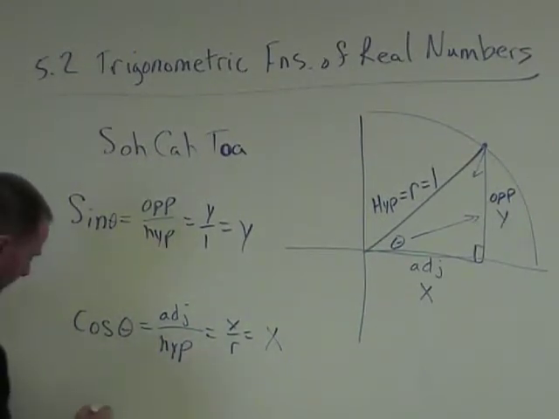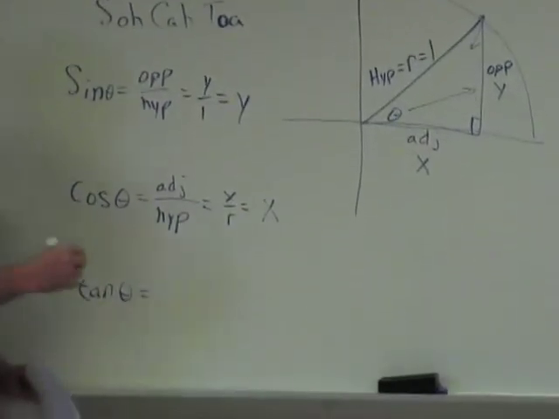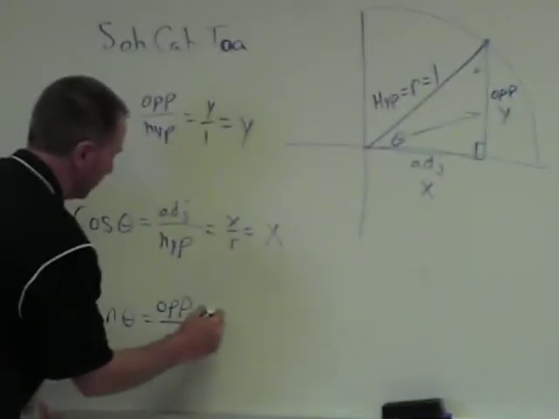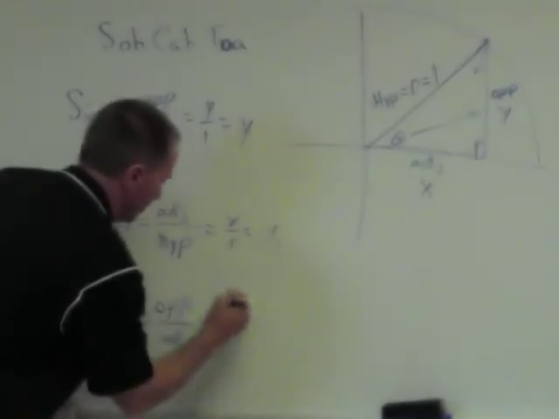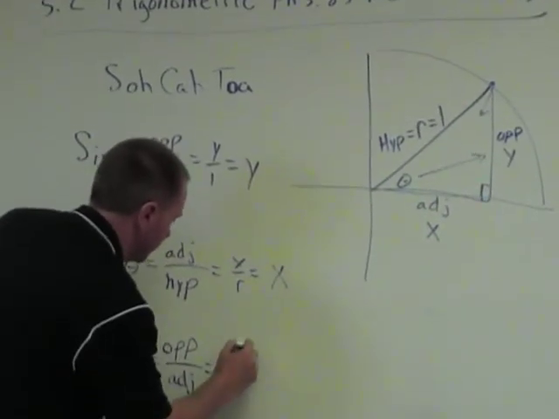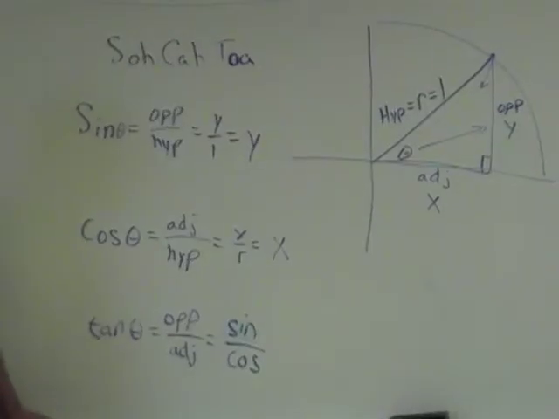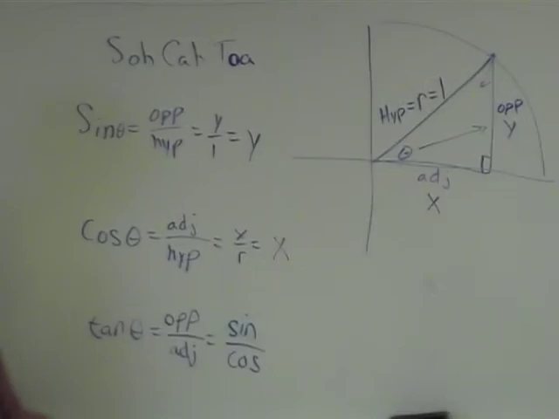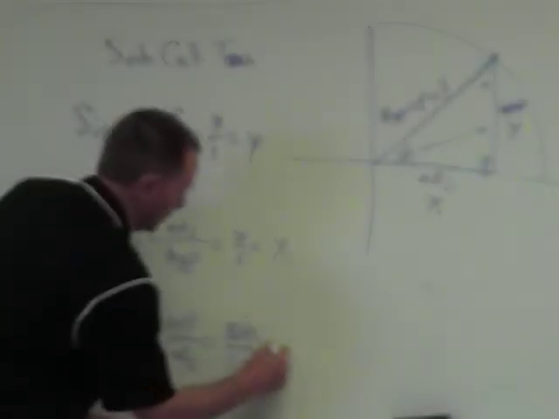And then we have tangent, leave a little space. Tangent is what? Opposite over adjacent, very good. You all have done a little bit of homework. So this is y over x. Sine over cosine. That's something you should not forget. Unit circle, tangent is sine over cosine, y over x.